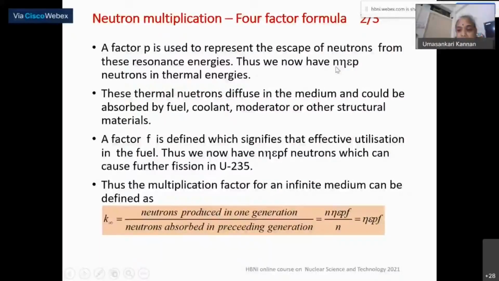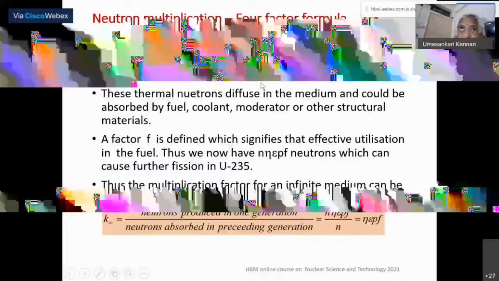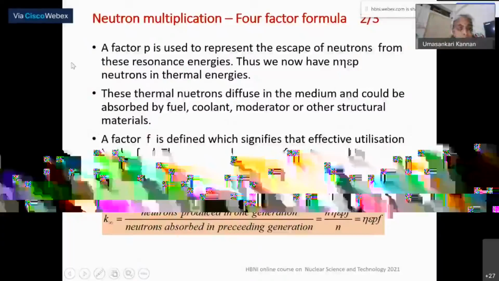I have not colored it in red, it is my mistake, but anyway, you can see that we started with n neutrons, then we got n eta fast neutrons, then n eta epsilon fast neutrons which have crossed the uranium-238 fission threshold, and after crossing the resonances, we have n eta epsilon P thermal neutrons which have come down to thermal energies. Basically, what we are trying to do is follow the life cycle of a neutron: what happens from when a neutron is born in fission to when it is captured in the next generation in the next uranium-235 nucleus.